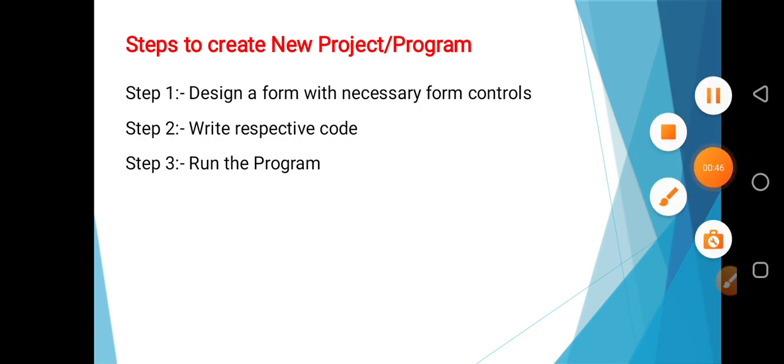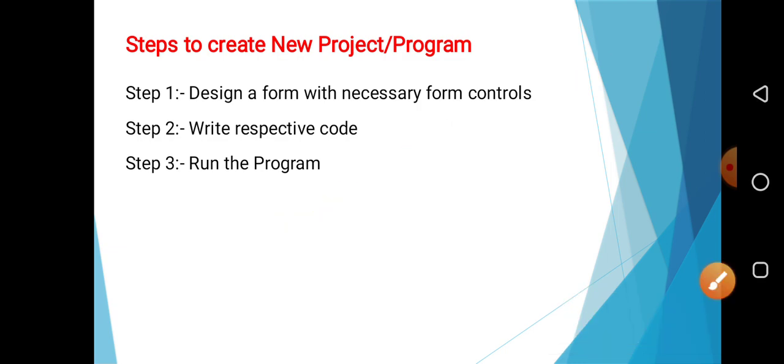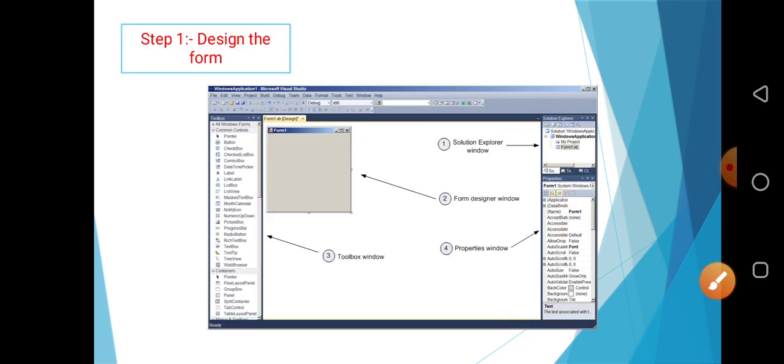Student, as I said before, whenever you are creating any new project, there are three steps. First step is design of the form, second step is writing the respective code, and the third step is, after writing the code, run the program. So for the design purpose, you have to use Visual Studio .NET, open that, create a Visual Basic form and design the form as per your requirement.